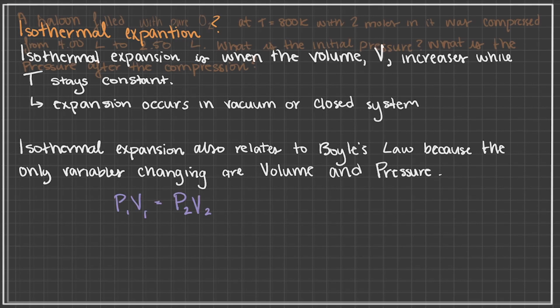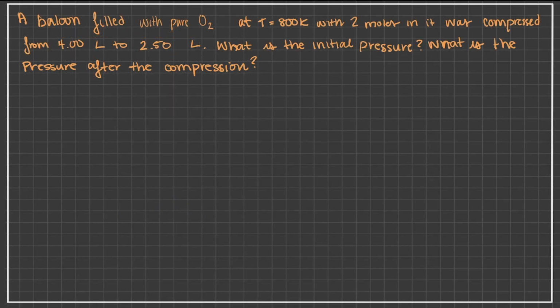Now, after I've mentioned Boyle's law a couple of times, we're going to do an example with Boyle's law. On the screen right now, you're going to see the example: a balloon filled with pure O2 at temperature 800 Kelvin with 2 moles in it was compressed from 4 liters to 2.5 liters. What was the initial pressure and what is the pressure after the compression? There are 2 parts of this question. First, we're asked to find our initial pressure, and then we're asked to find our final pressure.